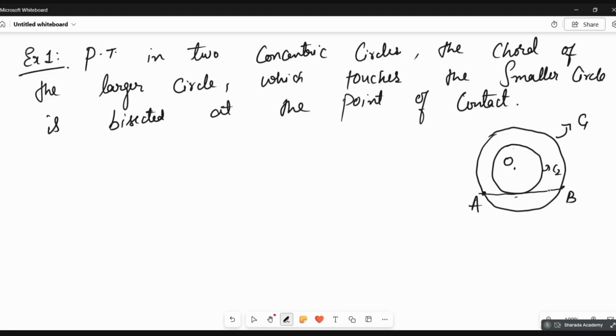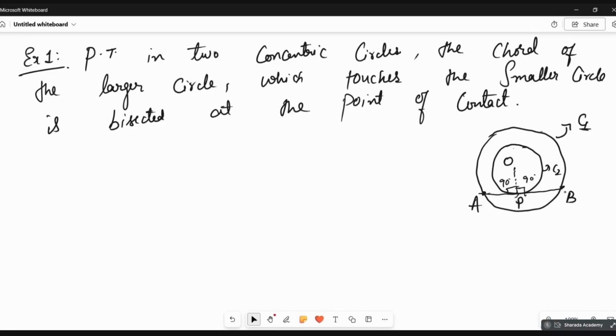Now you have to prove that a perpendicular drawn, OP is the radius, will divide the chord into two equal parts. So first thing, AB is the chord for the larger circle, and AB is the tangent to the inner circle. And OP is the radius of this circle, and the tangent is made at point P. OP and AB will make an angle of 90 degrees. So, OP is a perpendicular drawn. It makes an angle of 90 degrees with AB.